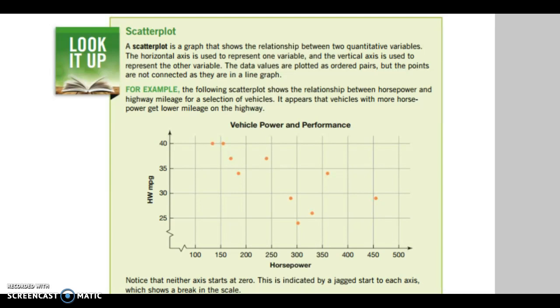So it looks like as horsepower goes up, miles per gallon is going down. So the more horsepower I'm using, if you look, your miles per gallon are going down. You're getting worse gas mileage. And so you can see a trend that this line is going down, meaning the higher this is, the lower that is. All right, and we would say that's a negative correlation when one goes up and the other goes down. And so there's a relationship there.